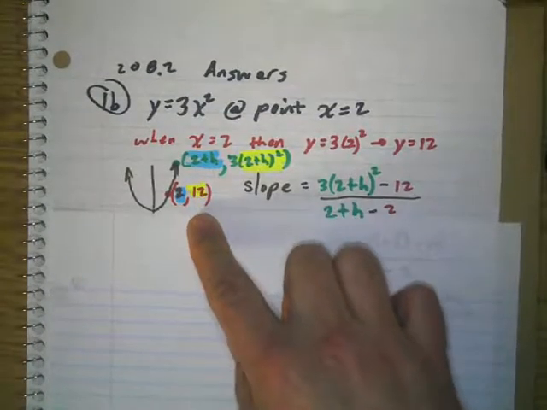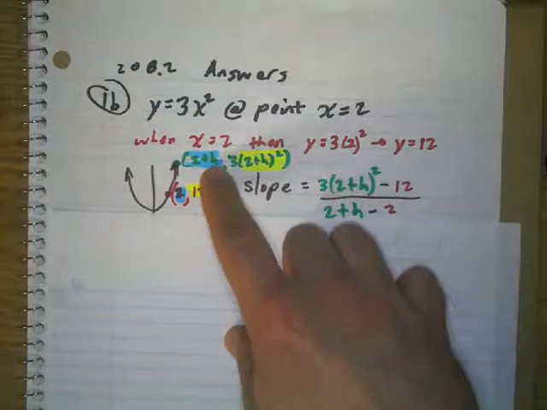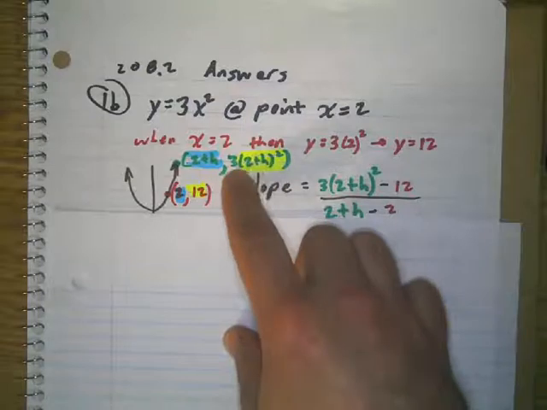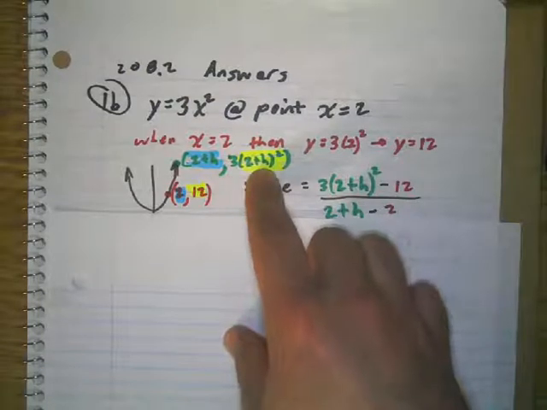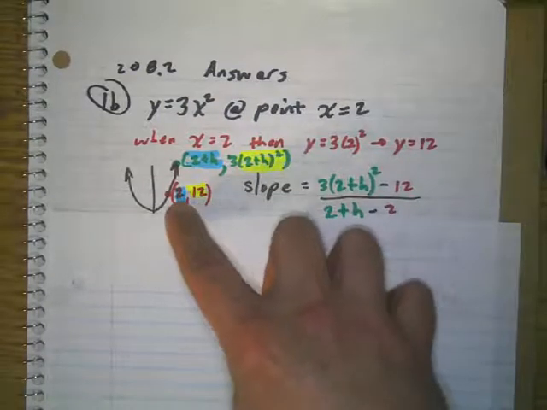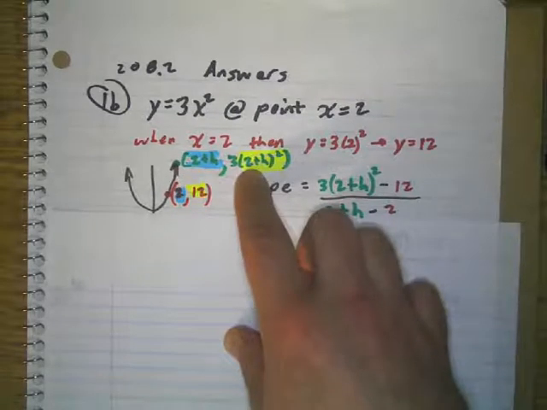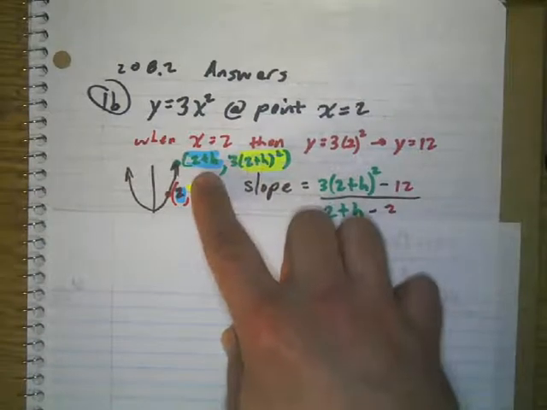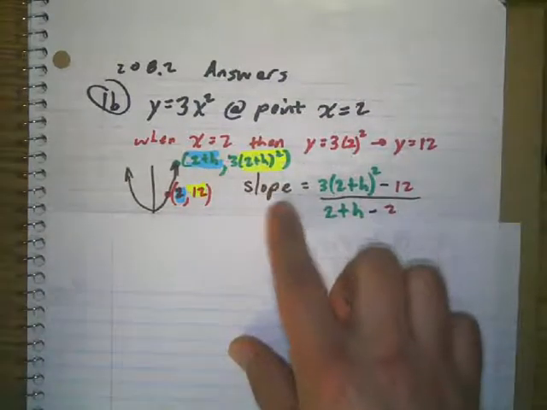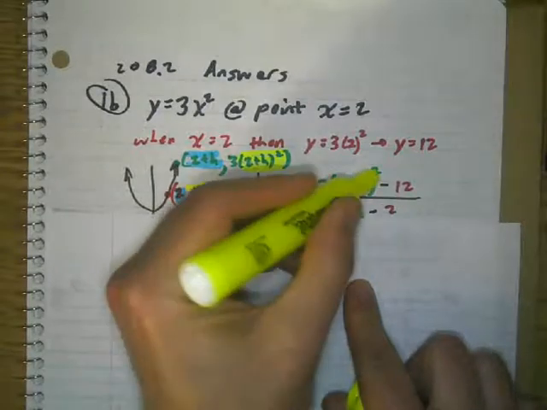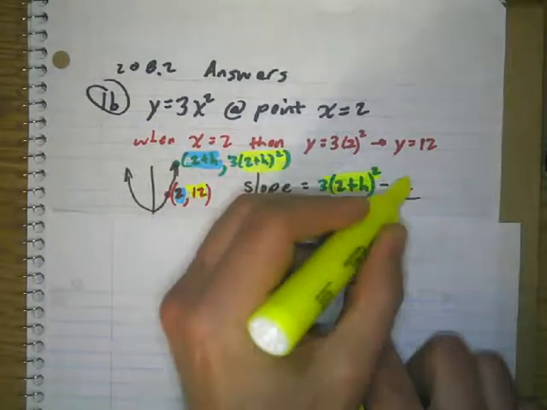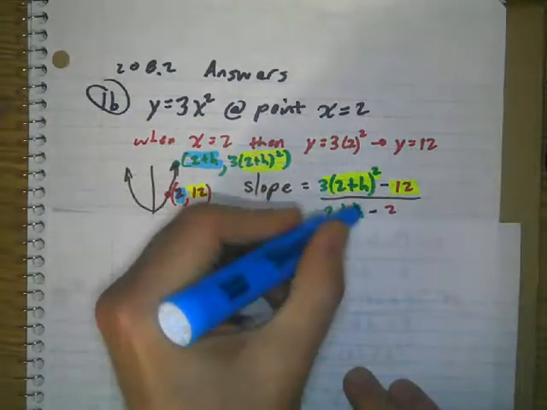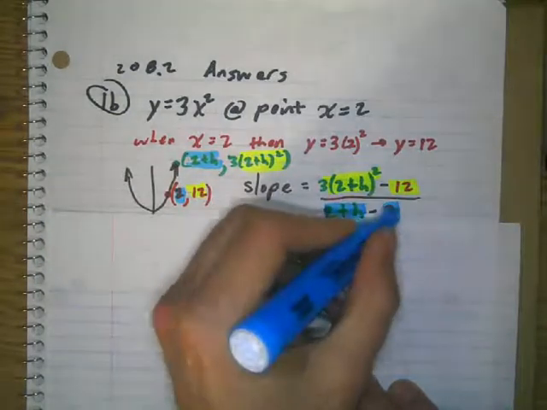All right, so now let's think about it. If I'm going to add h to the x value, 2 plus h, then the y value is going to be 3 times (2 plus h) squared. This is increased by h. This here is increased by h. So this is the new y value. This is the new x value. Now slope is the subtraction of the y values divided by the subtraction of the x values, right?